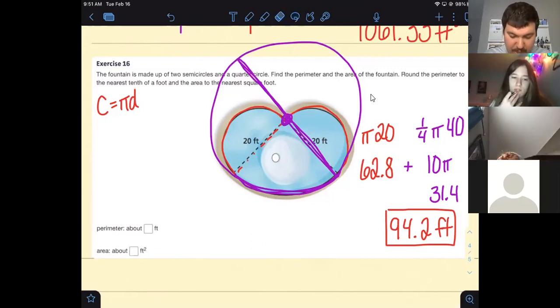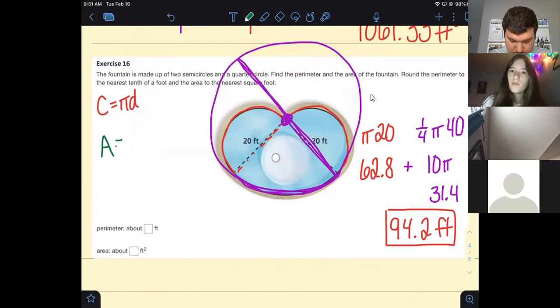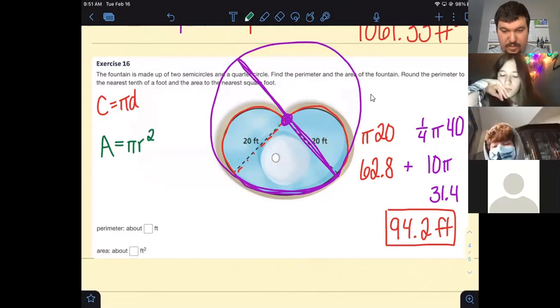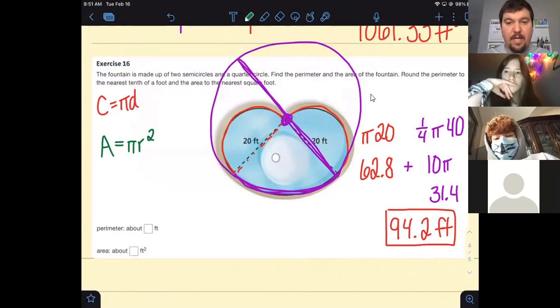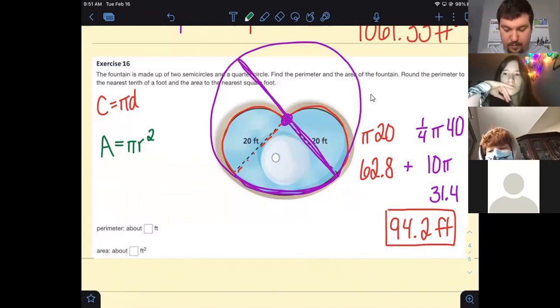Now for the area. The area uses a different formula. It uses the formula pi r squared. There we go. So let's go back to our two semicircles. This time I'm doing the space inside of them. That's the area, right? And because they're two semicircles, again, they make a full circle. So I'm not going to split my area formula in two. I'm going to use it as one full formula, because if I combine those two semicircles, I get a full circle. So pi times the radius.